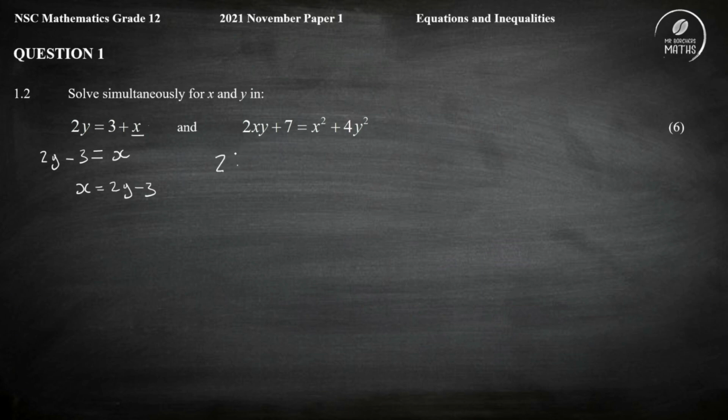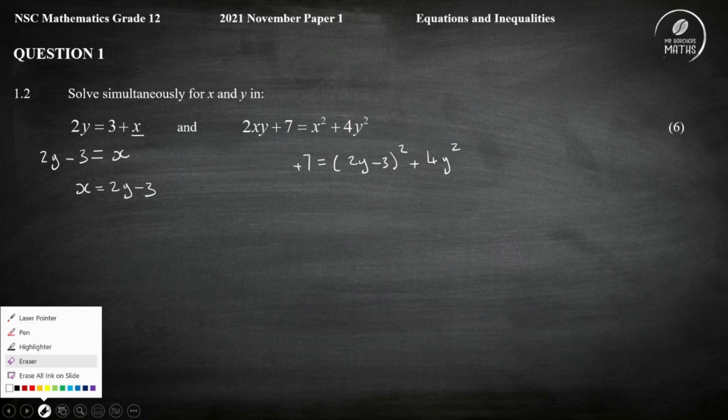So here we have 2, and instead of x, we would have 2y minus 3, plus 7 is equal to, instead of x squared, we would write 2y minus 3 squared plus 4y squared. We've got some algebra to do. And look at the error that I have made. It's 2xy. So at the end of this bracket, there should actually be a y at the end.